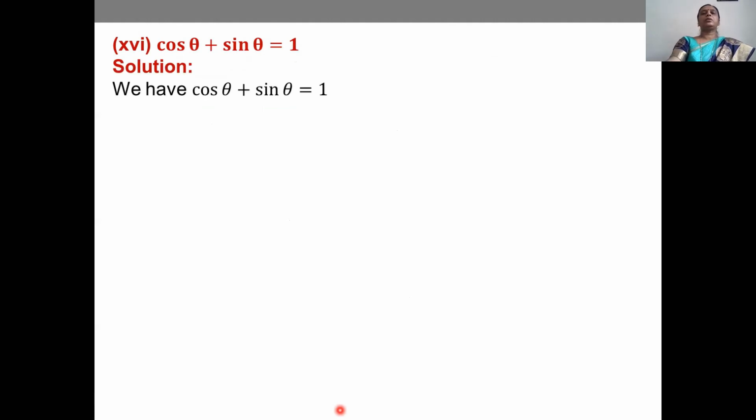In the solution, you write down the equation as it is. We have cos theta plus sin theta is equal to 1. You multiply this equation throughout by 1 by root 2. Then you will get 1 by root 2 into cos theta plus 1 by root 2 into sin theta is equal to 1 by root 2.